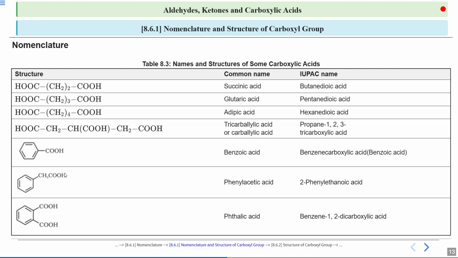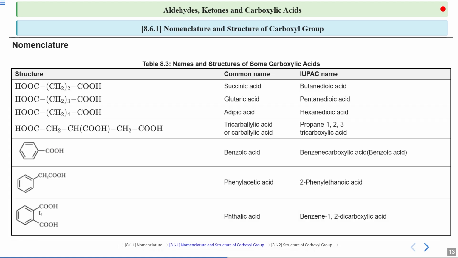Next one, if you look, the common name for this is phenyl acetic acid. And if you write the IUPAC name for this particular compound, it will be 2-phenyl ethanoic acid. Because we see two carbon atoms, and we do the numbering in such a way that the carboxylic group is preferred first. The numbering starts from the carboxylic group, so this will be 1 and this will be 2. At the second position a phenyl group is attached, so the name will be 2-phenyl ethanoic acid.